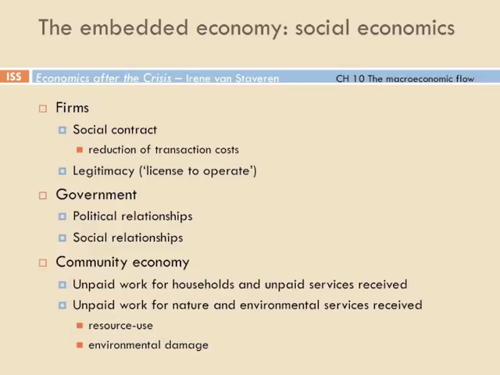Remember, social economics is about the recognition that the economy is embedded in society and in our natural environment. So firms have to engage in a social contract with society to obtain their license to operate. Government is supported by political and social relationships, and a community economy provides unpaid work, both for households, for the communities themselves, and for nature and the natural environment.